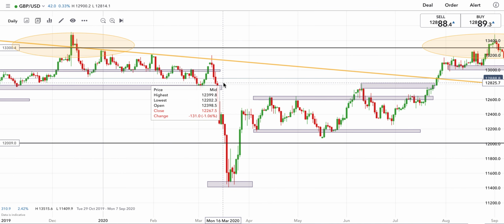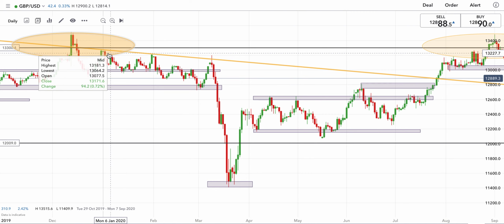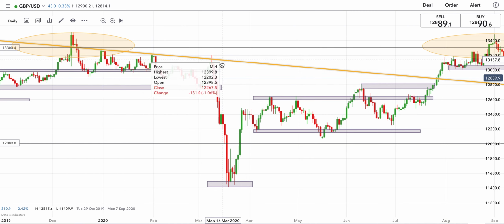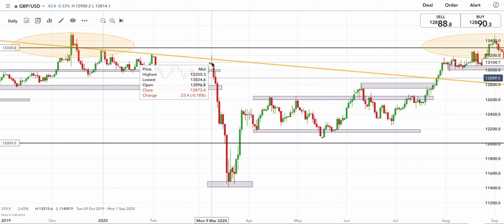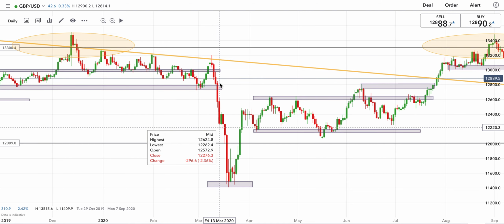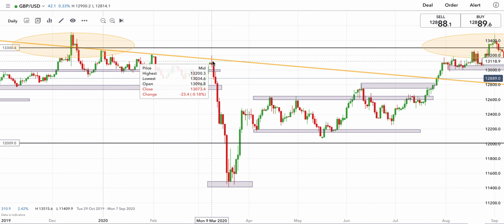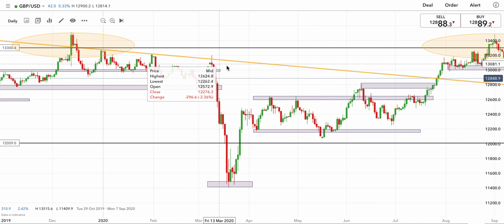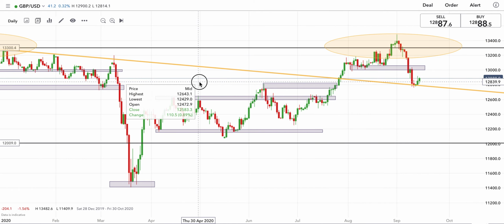If I just scroll to the left a little bit of the screen, we can see quite a few times here we were rejected from the top side of this descending channel, most notably in March, when the pandemic was at its height, and I believe this was a 13-14% drop in the value of sterling, partly because of where we were technically at the top of this descending channel, and also because of the risk-off appetite due to the coronavirus. So again, another example of technicals and fundamentals working together there.